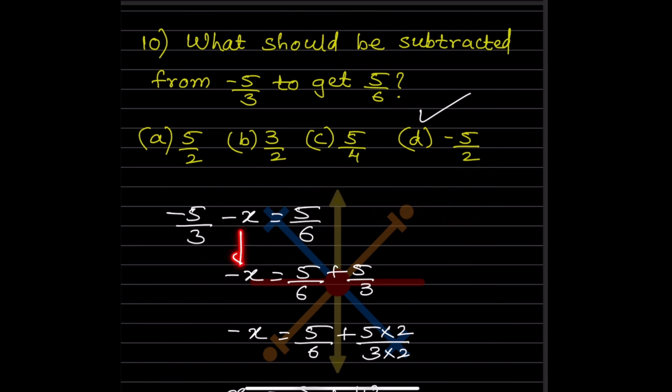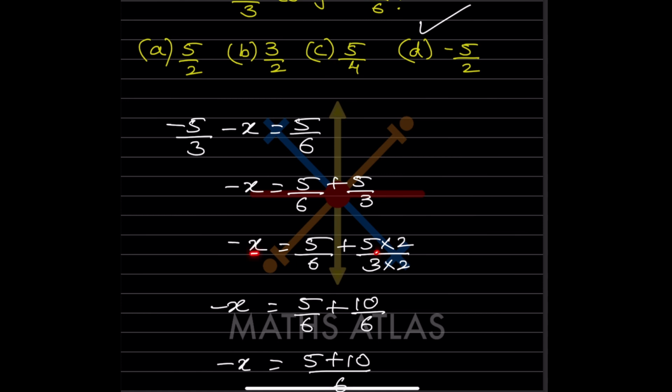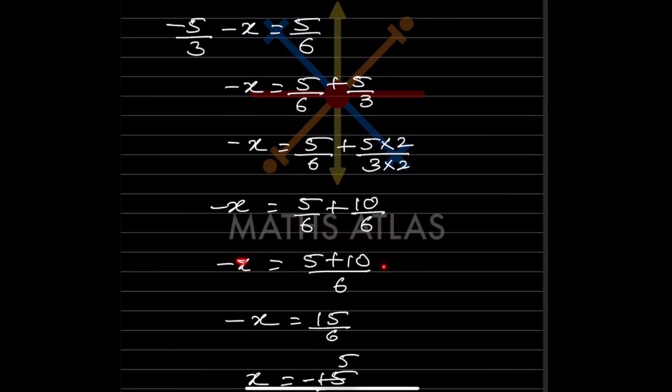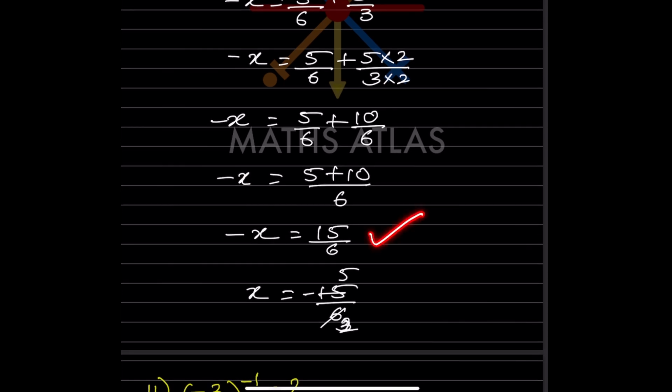Now here minus x plus 5 by 3 minus x is here. So after solving this by taking the LCM, you get minus x is 15 by 6. Now look at this step. Minus x is 15 by 6, but we want x.